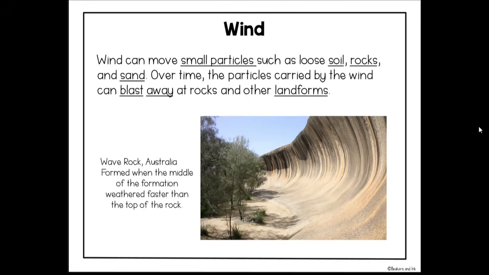I love this picture here. This is a famous formation in Australia. It's called Wave Rock. So this could be caused by the wind. The sand is carried by the wind and doesn't weather the whole entire rock at the same rate. The middle of this rock was weathered faster than the top of the rock, which is what scientists believe accounted for the curve in the rock.